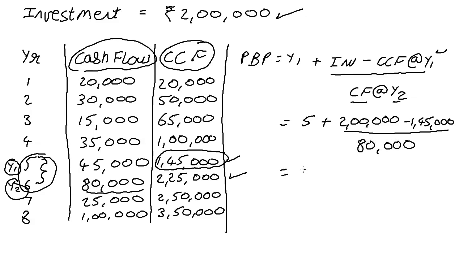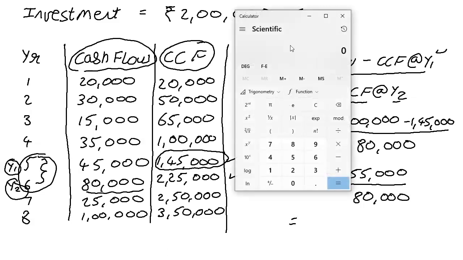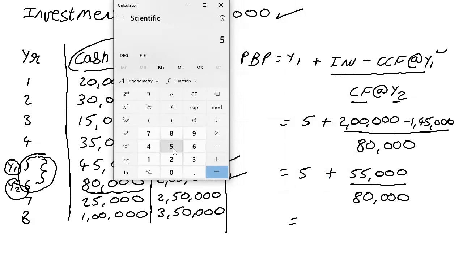So we are talking about 5 plus 2 lakhs minus 1 lakh 45,000, which should give us 55,000, which is then divided by 80,000. You are allowed a calculator, which I will now use. So we are talking about 55,000 upon 80,000, which gives me 0.6875.